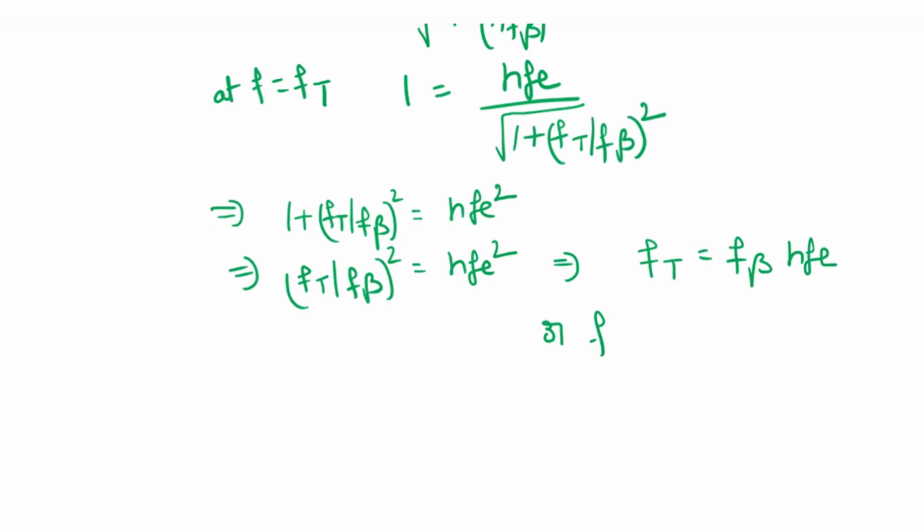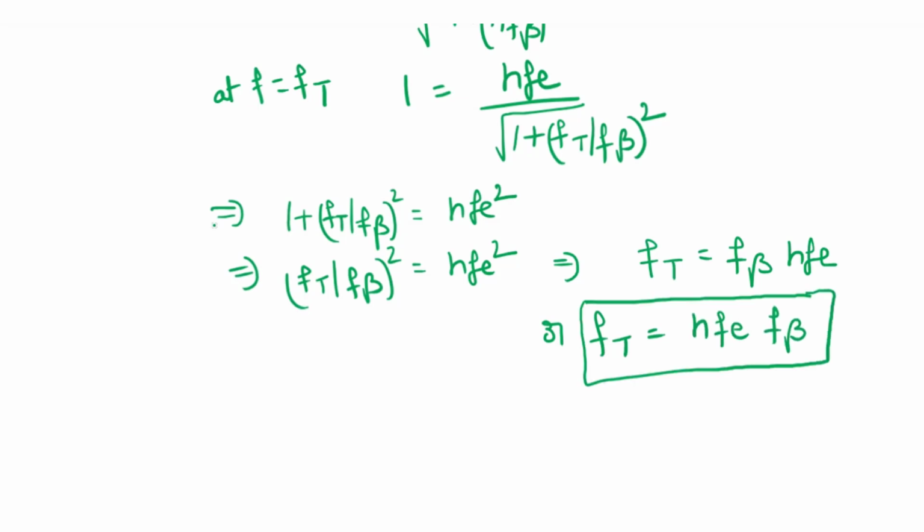Or you can write Ft as HFE into F beta. Why is it called gain bandwidth product? What is the gain here? The gain is HFE. This is gain. This is called bandwidth. What is actually bandwidth? Bandwidth means it is the difference between upper cutoff frequency and lower cutoff frequency. Okay. What are upper cutoff frequency and lower cutoff frequency? At upper cutoff frequency and at lower cutoff frequency, the gain drops by 1 by root 2. Or if it is in dB, it decreases by 3 dB.